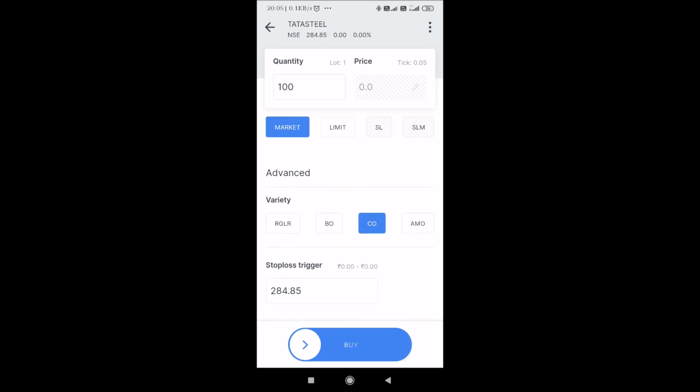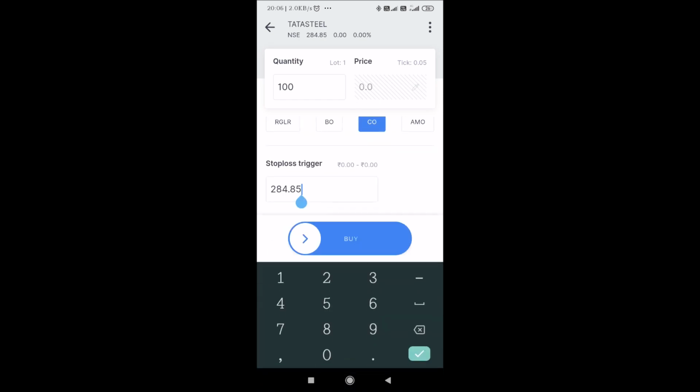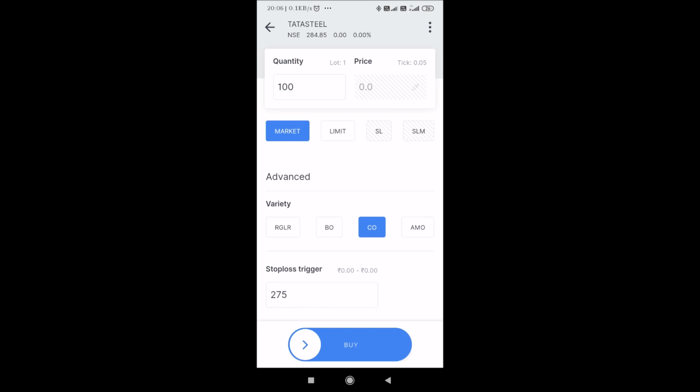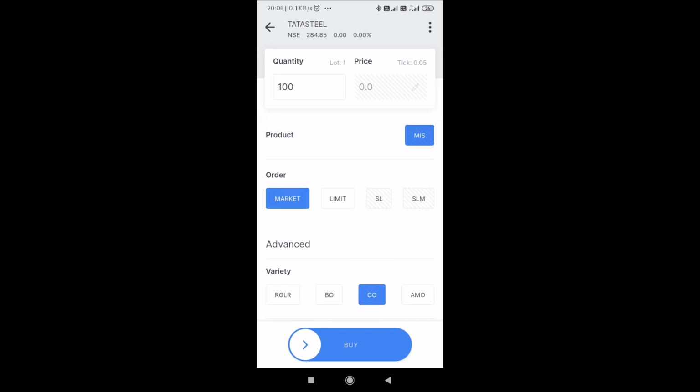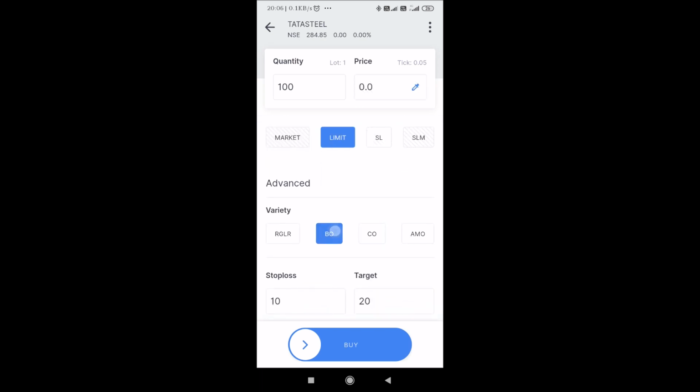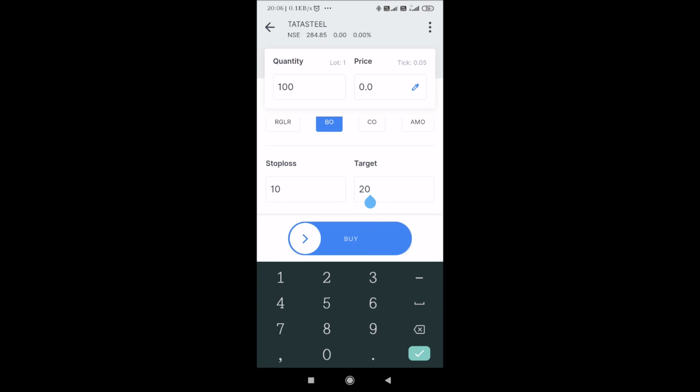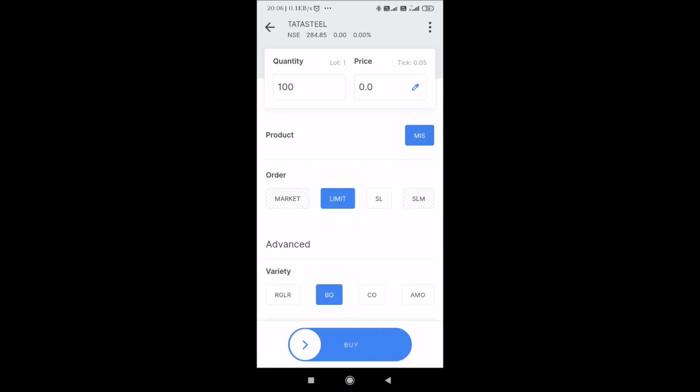So cover orders, as you already know, involve a stop loss trigger. You want to enter a stop loss at around 275. You can enter the correct value or the market price difference rather than the absolute value. This is the stop loss you have placed. So this cover order is only used for stop loss, and the bracket order is used for both stop loss and target. As I have already explained the buy side, now let's directly move to the sell side.